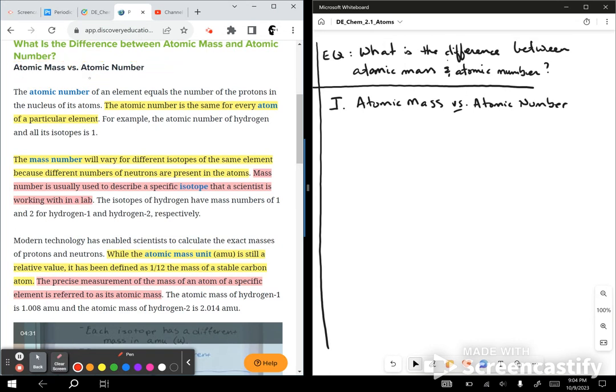Okay, so the atomic number of an element equals the number of protons in the nucleus of its atoms. Check, we got that. We know that. Yep. The atomic number is the same for every atom of a particular element. Okay. So that's maybe worth noting. Atomic number equals the number of protons in the nucleus of an atom.